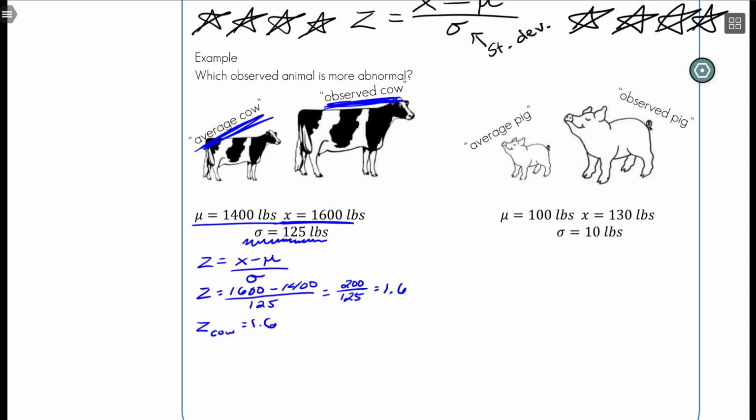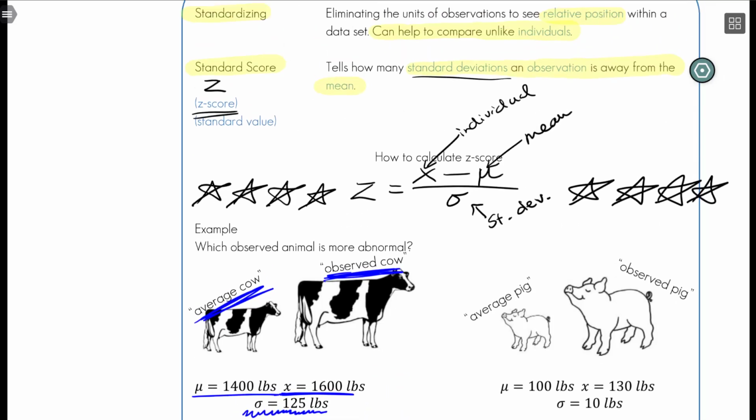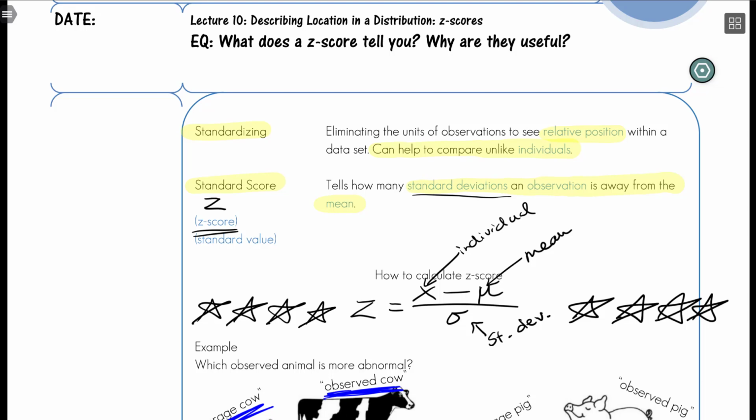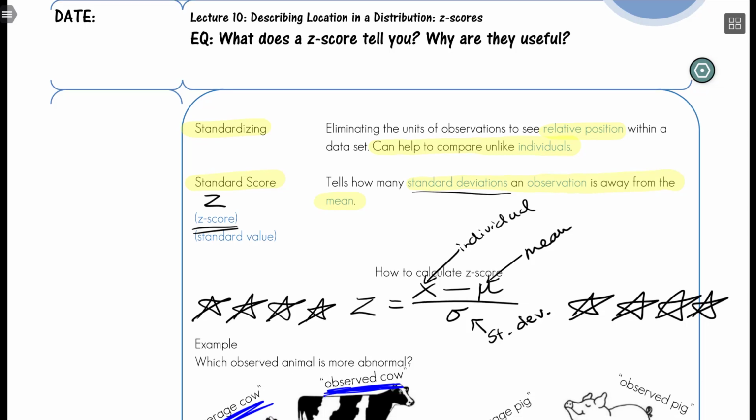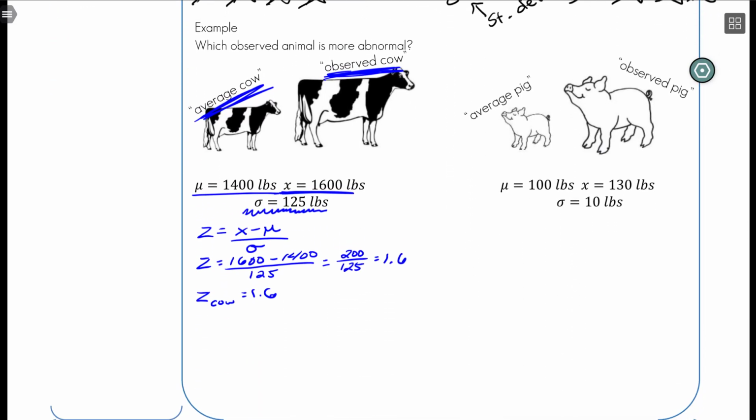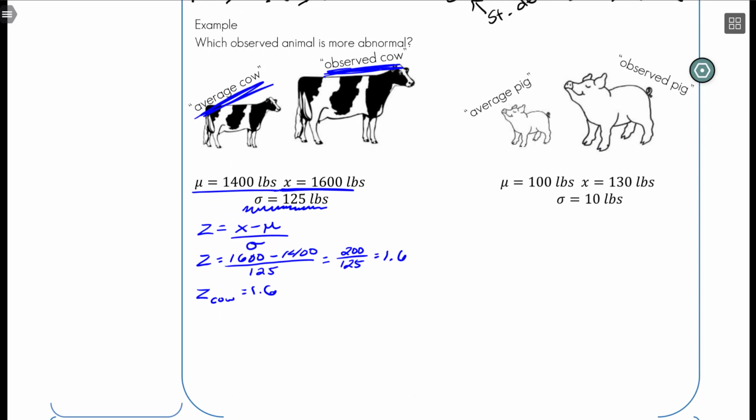Whoop-de-doo. Well, again, let's go ahead and read what that definition is of standard score. How many standard deviations an observed value is away from the mean. So let's write out our interpretation of this z-score for the cow. This cow's weight is 1.6 standard deviations above the mean, right? It's a positive value. That means it's above average. So it is unusually heavy, right?